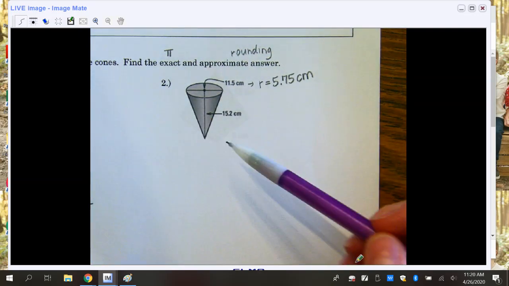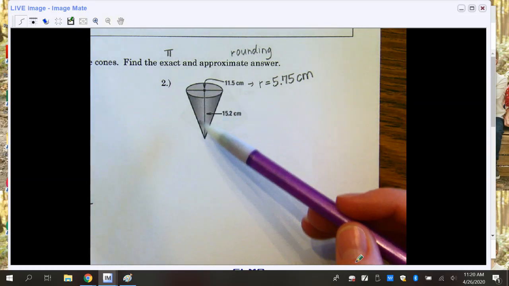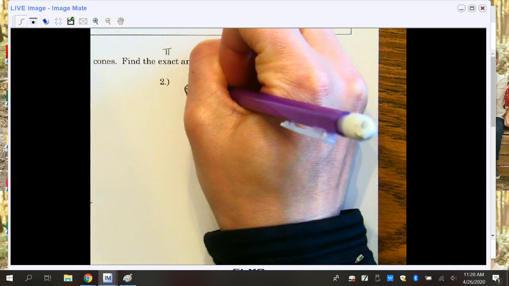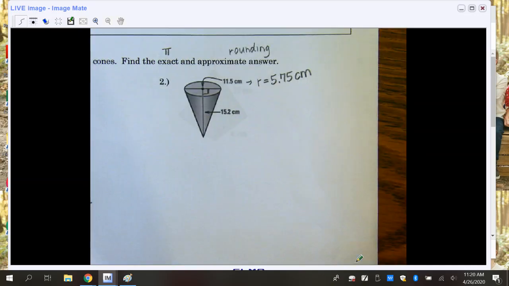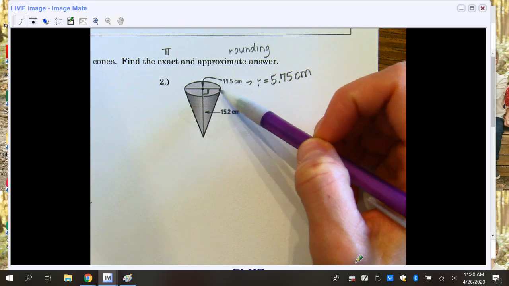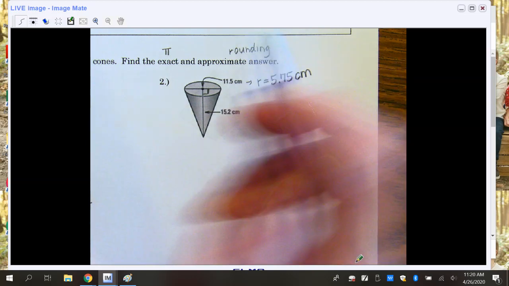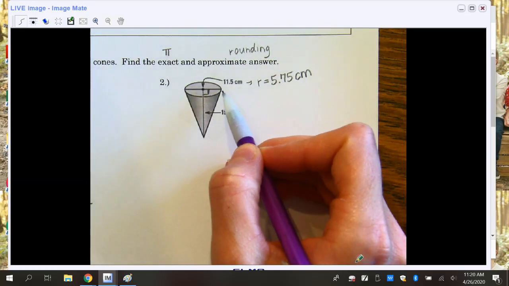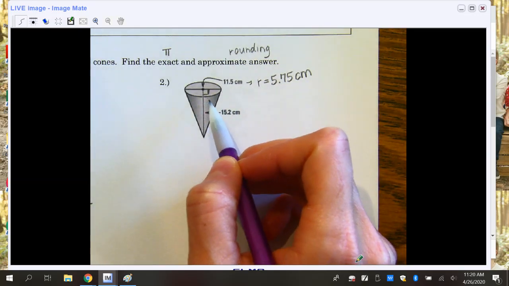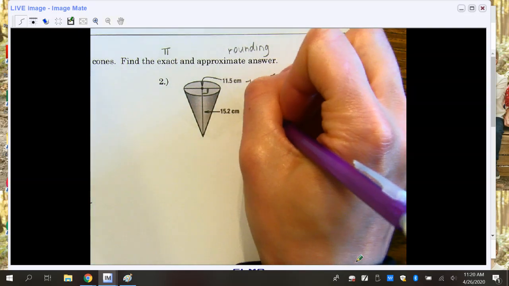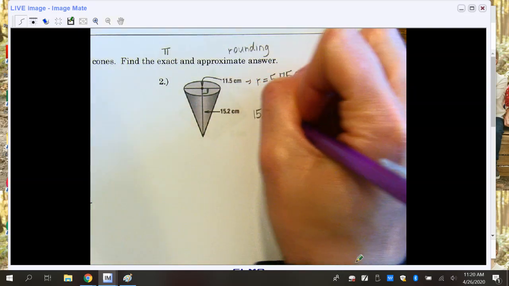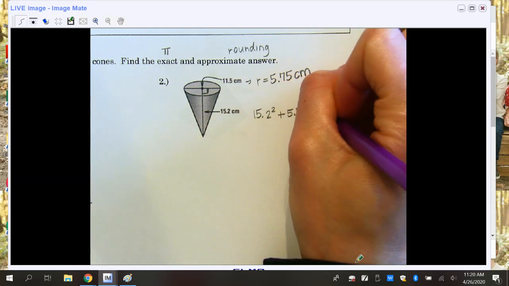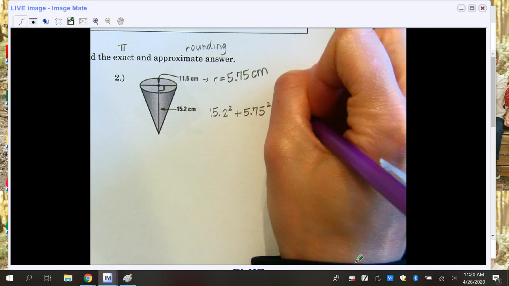Okay. All right, and so then this 15.2, that's pointing to the height of the cone. So I know that this is a right angle since that's the height of the cone. So now I am going to need to use the Pythagorean theorem to find the slant height. So I've got my two legs. I'm searching for the hypotenuse, the side across from the right angle. So 15.2 squared plus 5.75 squared equals c squared.